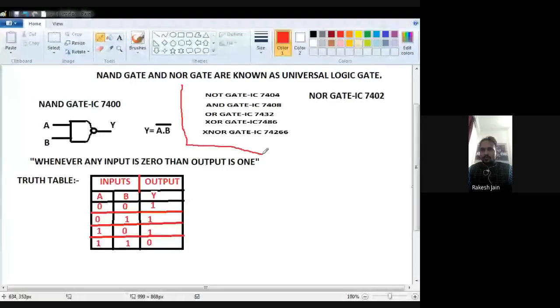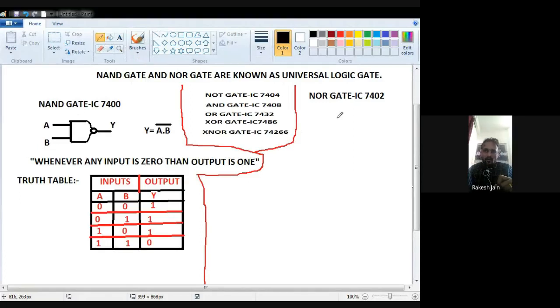Now I am explaining you about the NOR gate. See very carefully. Now see, what is the NOR gate? I told you about the IC number. IC number is 7402. Okay. Now first of all, what is the basic symbol of a NOR gate? The NOR gate symbol is like this one.